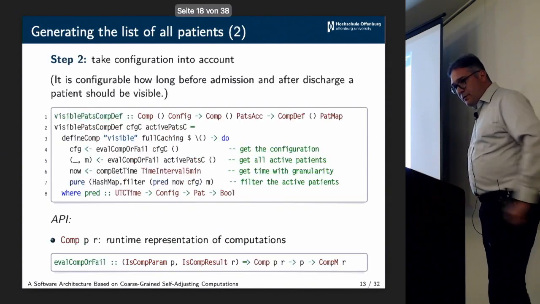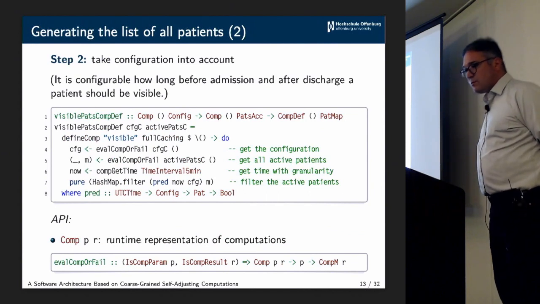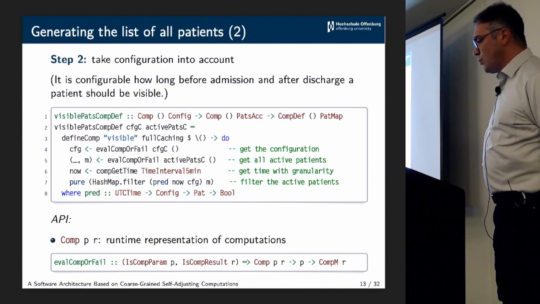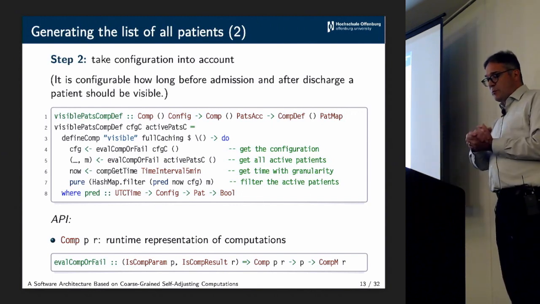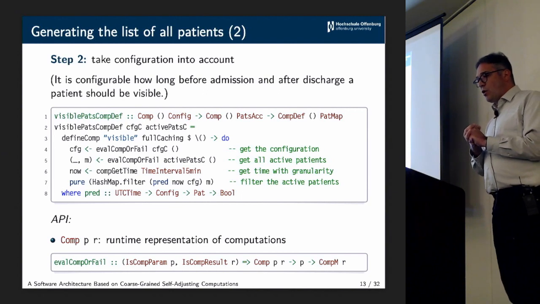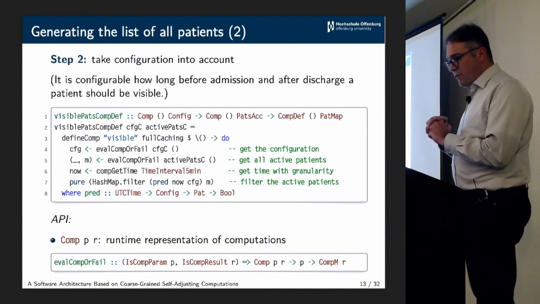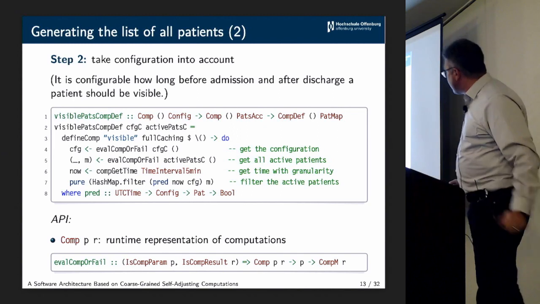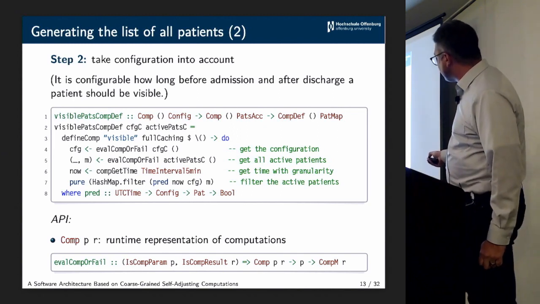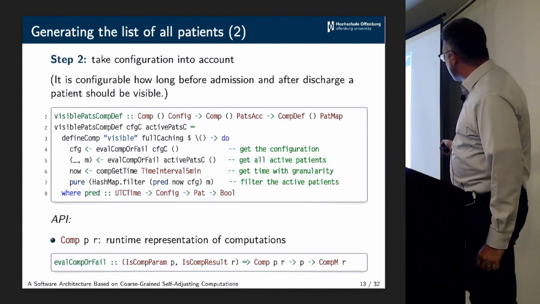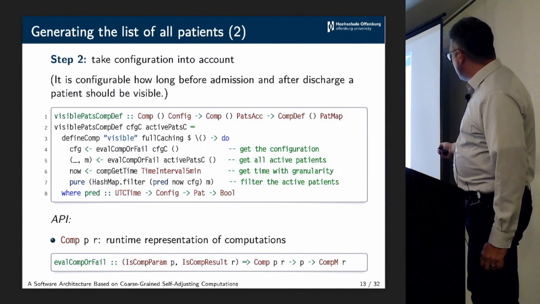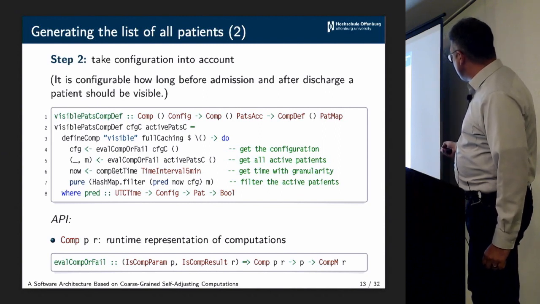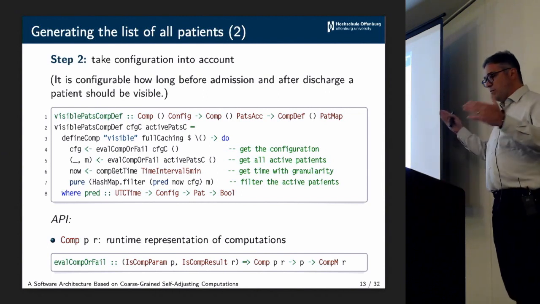Okay, and then in the second step, we generate the real list of all patients by taking the configuration into account, because it's configurable how long before admission and how long after discharge a patient should be visible. And with this, you see that such a computation definition can refer to other computations. So this computation definition is parameterized over the computation for accessing the configuration, and that's the computation defined on the previous slide for generating the complete list of patients.